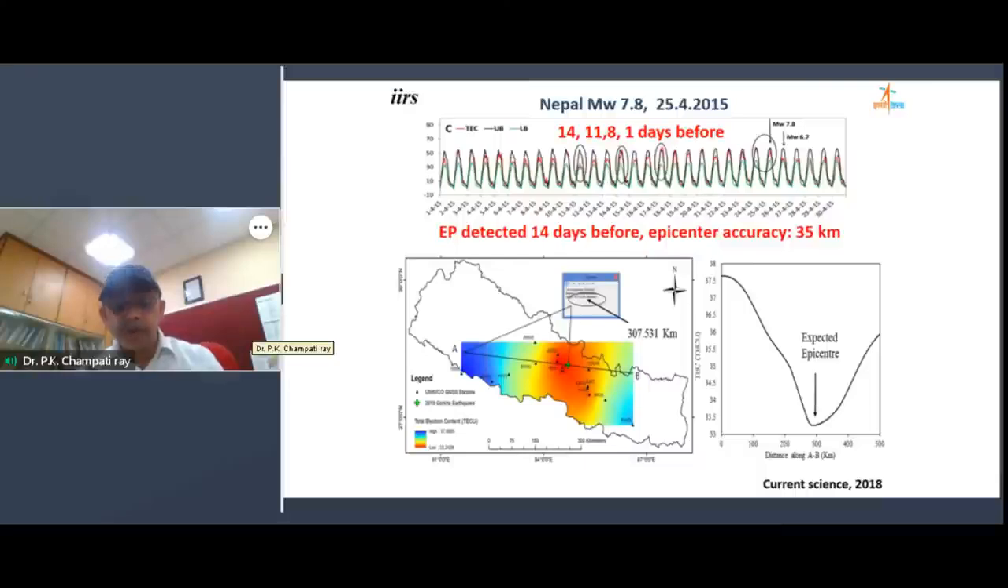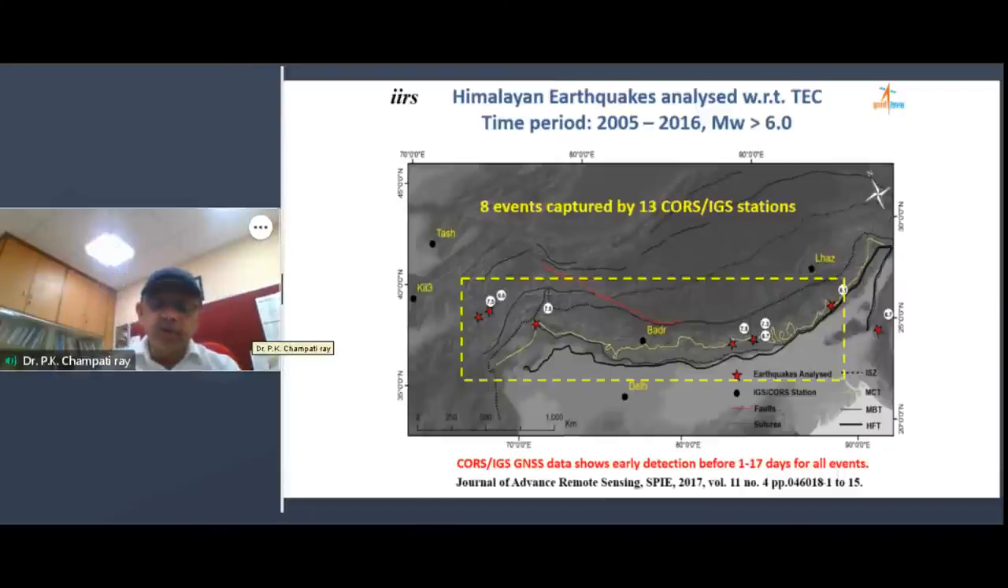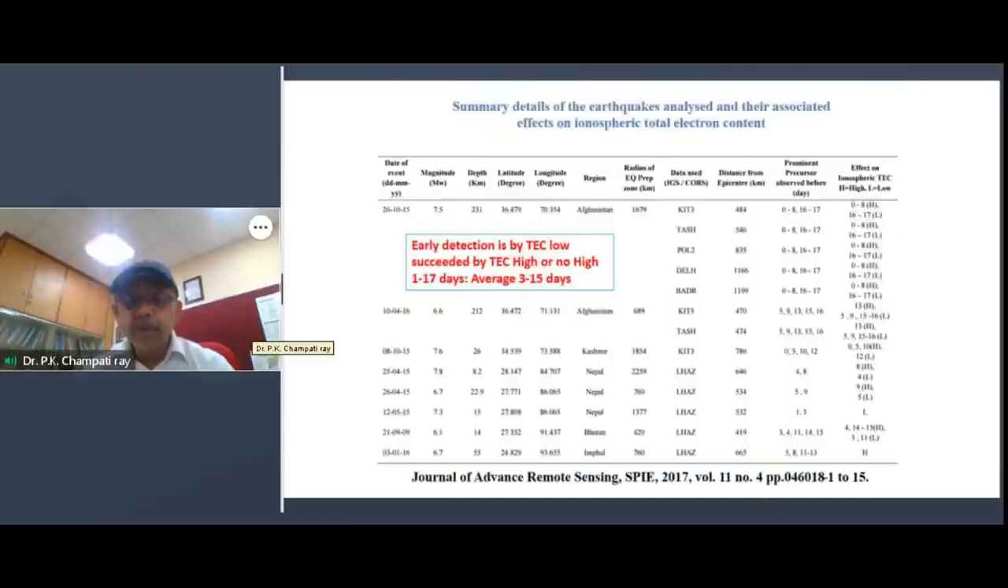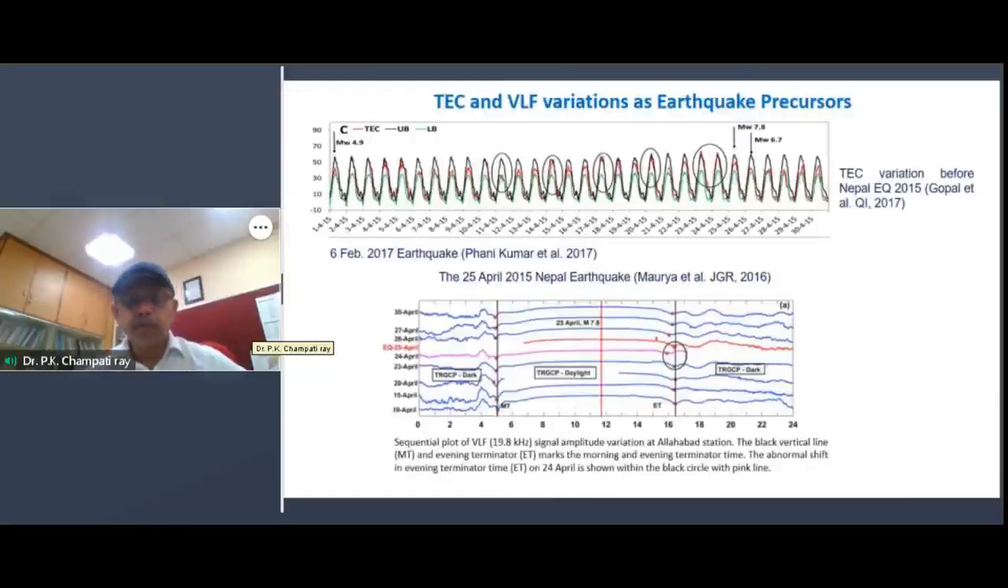That is what we saw for the Nepal earthquake. Now, we have also studied many other earthquakes, it's not only one event, and we see a similar anomaly before so many earthquakes in the Himalayan region. So more or less the story is that early detection is by TEC low, followed by TEC high, 1 to 17 days before, on average 3 to 15 days before the event. And we have successfully tested this over the last couple of years, and every time we say that an earthquake is possible, it happens. And I hope I have some data to show you.